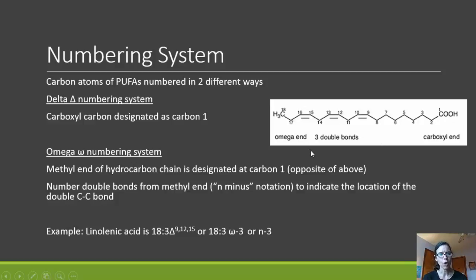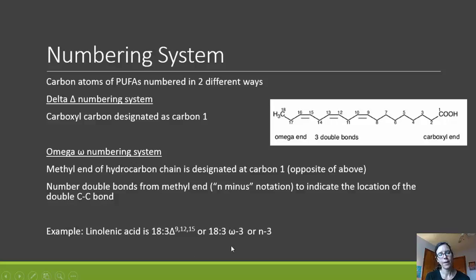We also have our omega numbering system, and this symbol probably looks really familiar because we talk about omega-3s or omega-6s. In the omega numbering system, the methyl end is designated as carbon 1, so it's opposite of what's shown in this picture. And the number of bonds from the methyl end indicates the location of the first carbon double bond. So here, if this is the number 1 carbon, it would go 1, 2, 3, and here's our first double bond, so this would be an omega-3.